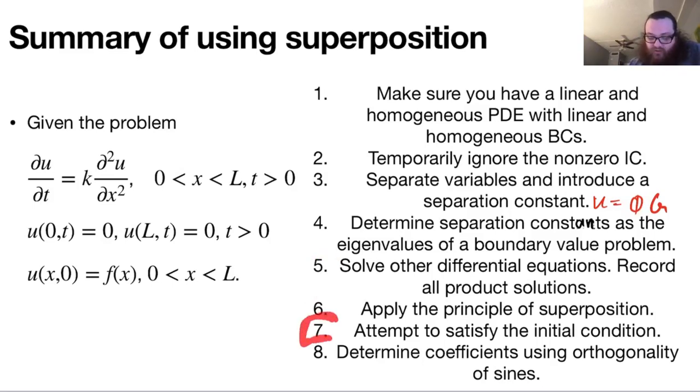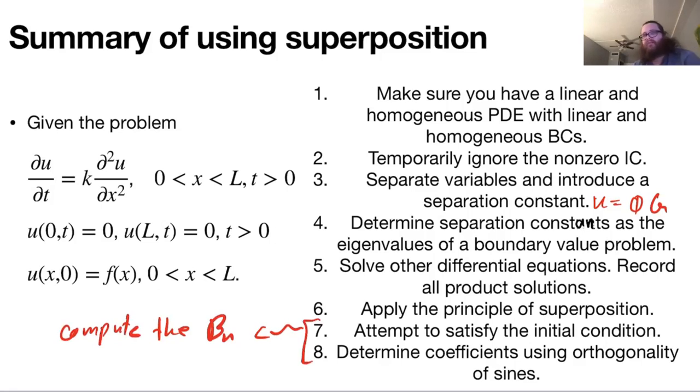Attempt to satisfy the initial condition. This one was to compute the B sub n. I guess technically 7 and 8 were to compute B sub n. Okay, so this is a summary that's in the book.